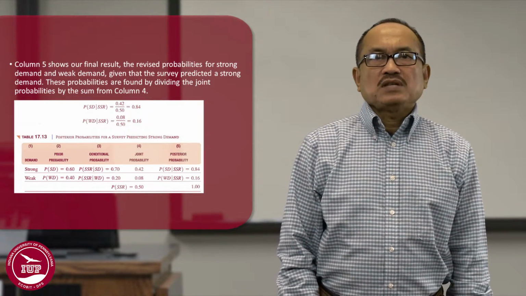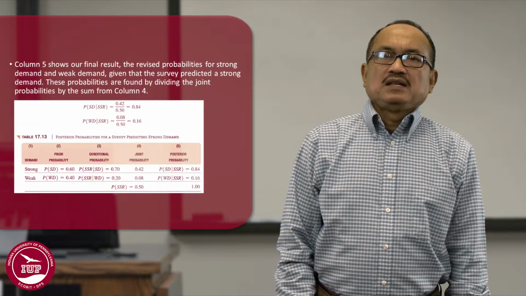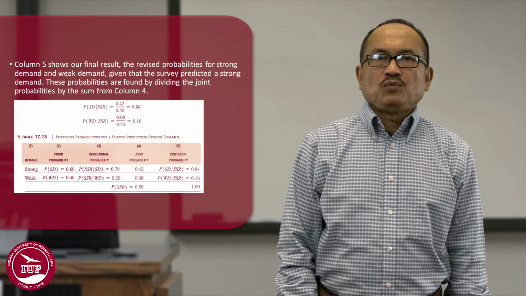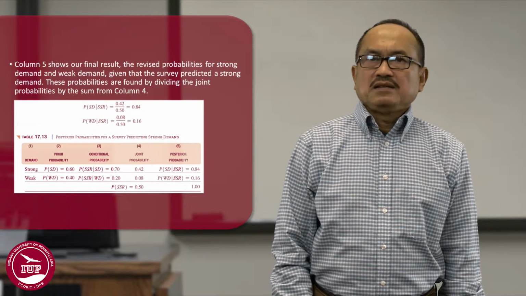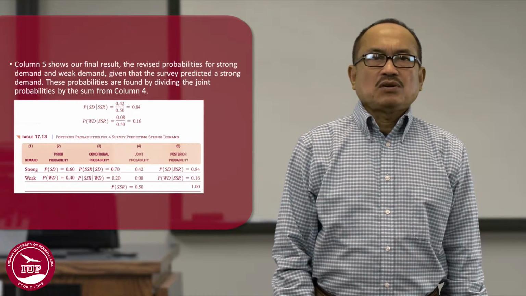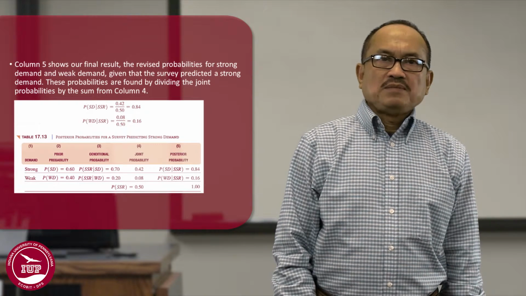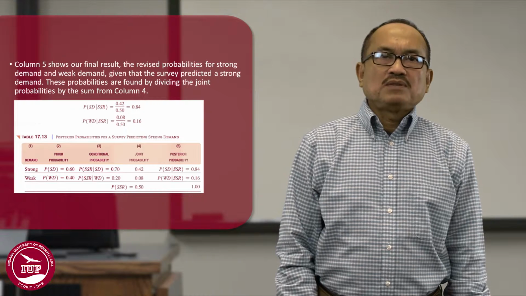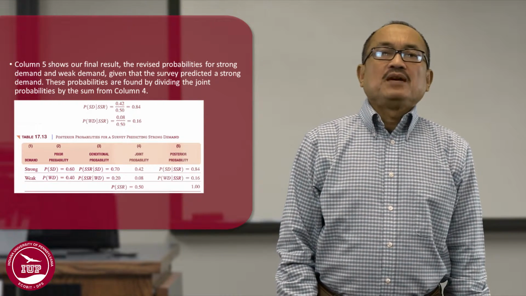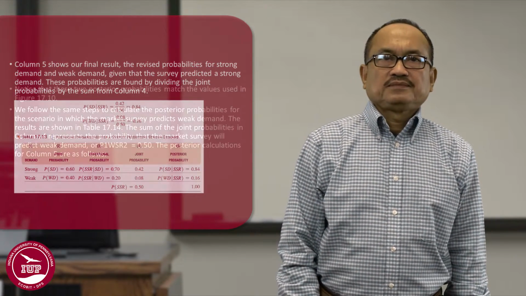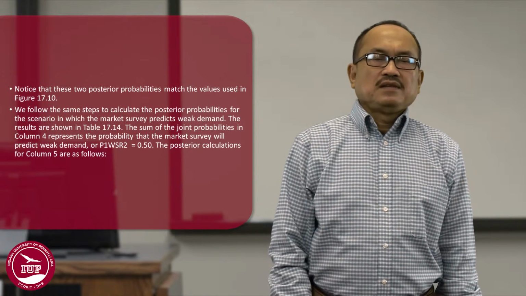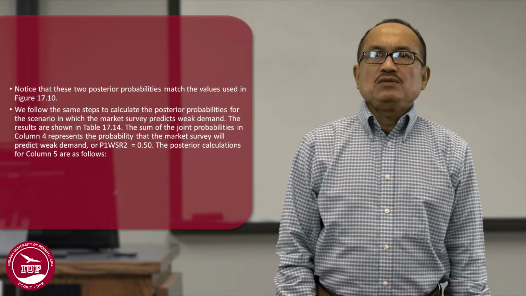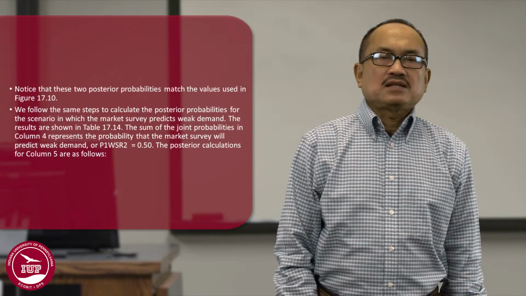Column 5 shows our final result: the revised probabilities for strong demand and weak demand, given that the survey predicted strong demand. These probabilities are found by dividing the joint probabilities by the sum from column 4. Notice that these two posterior probabilities match the values used in figure 17.10.